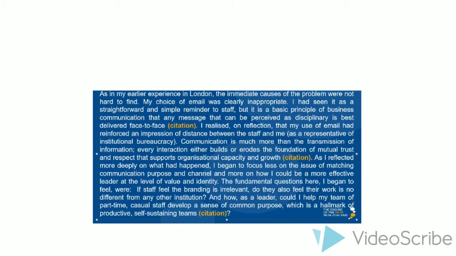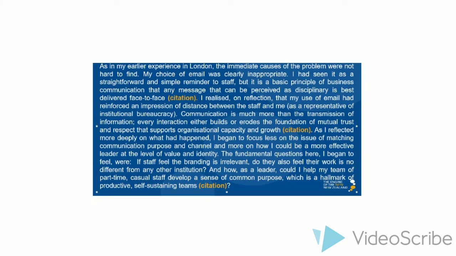Okay, then we have the analysis paragraph. Again, the purpose is to identify problems and questions about leadership. So again, take a look through here. If you need more time, just press pause.